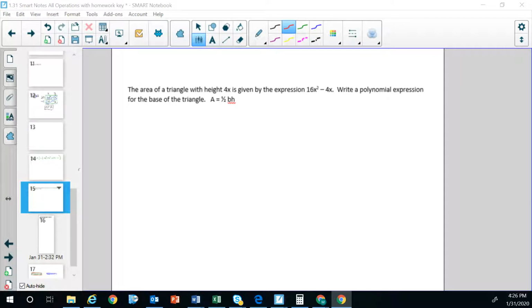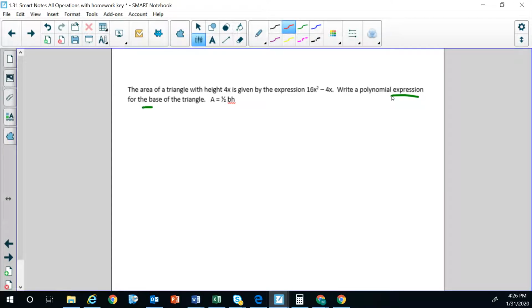This is number 8 on today's lesson. I'll let you read the expression for a minute, and they're asking you to find the base of the triangle. All right. You want to find the base. Write an expression for the base of the triangle. And area. The formula is area is equal to BH over 2.